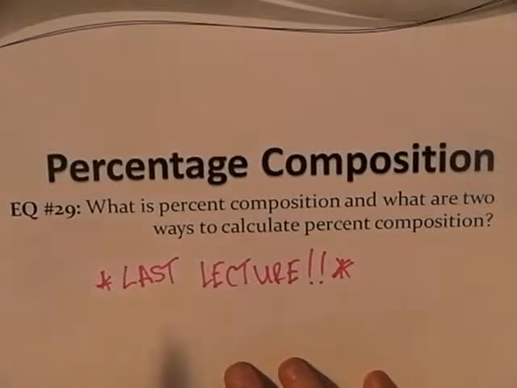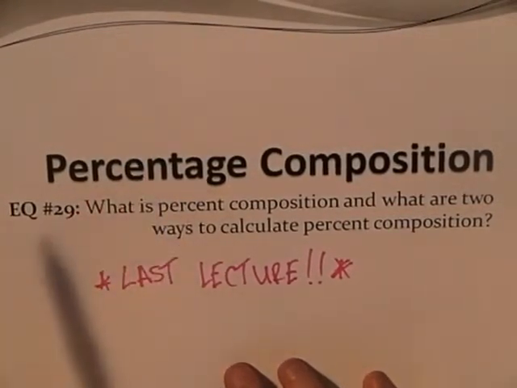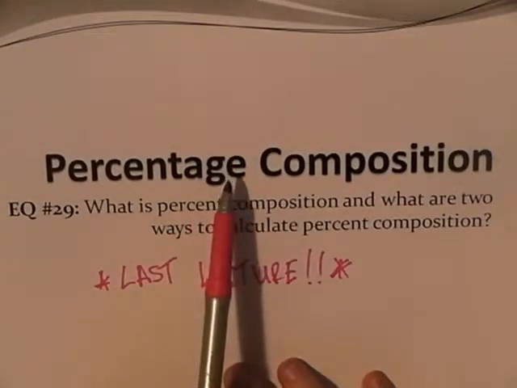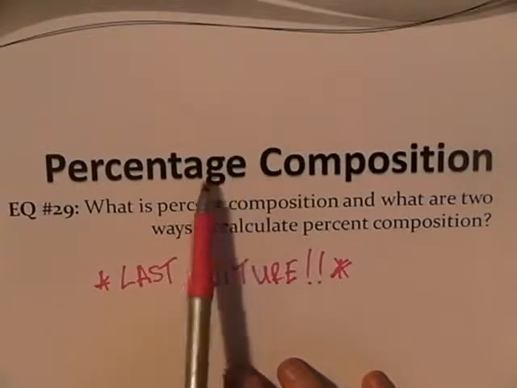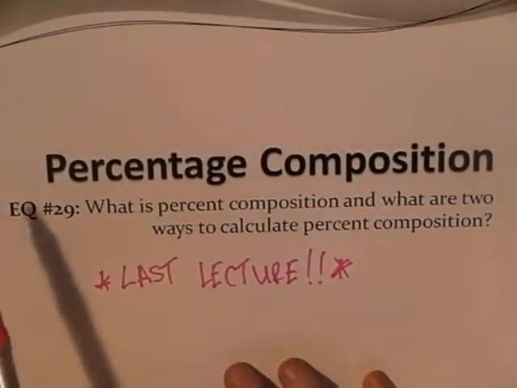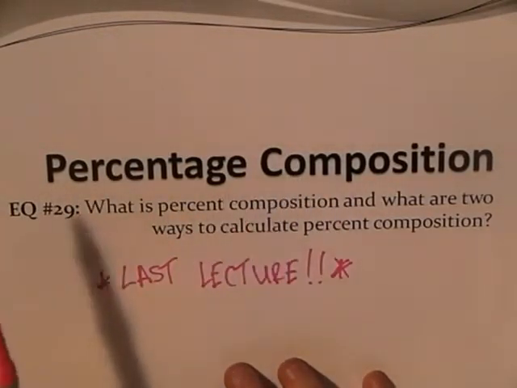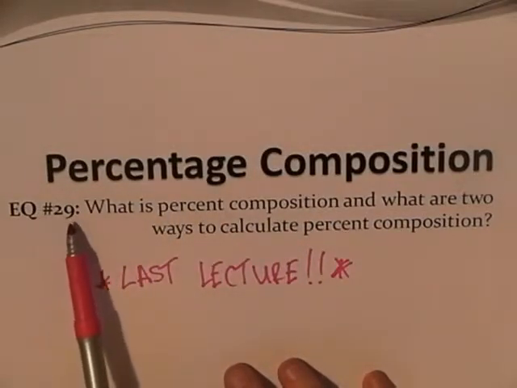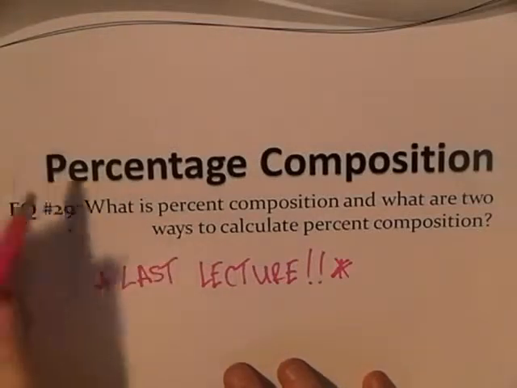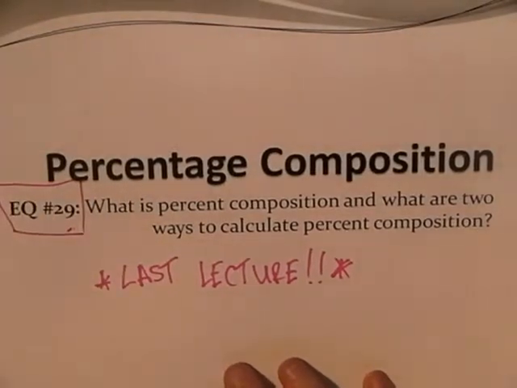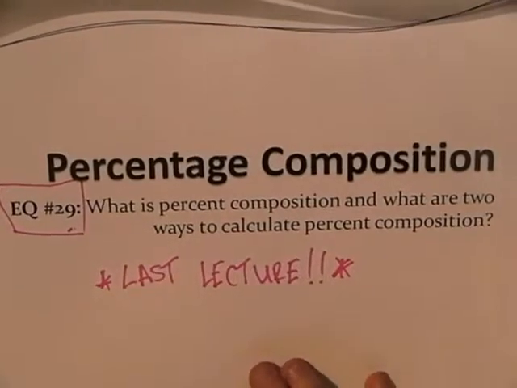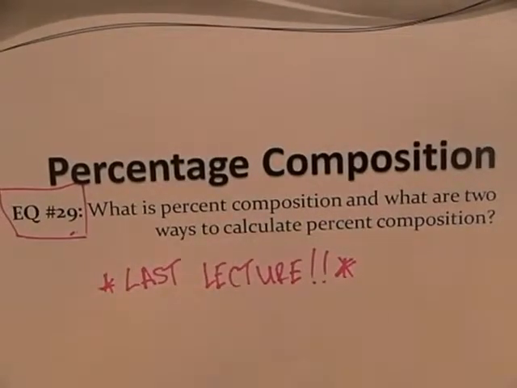You're getting there. Okay, so percent composition. Obviously, we're working with percentages. And really what we're doing is just breaking down chemical formulas into percents. What percentage of the formula is made up of hydrogen? What percentage of the formula is made up of oxygen? Just things like that. So your EQ number 29, last EQ also, before I come back: What is percent composition and what are the two ways to calculate it? Okay, so that's what we're going to talk about.